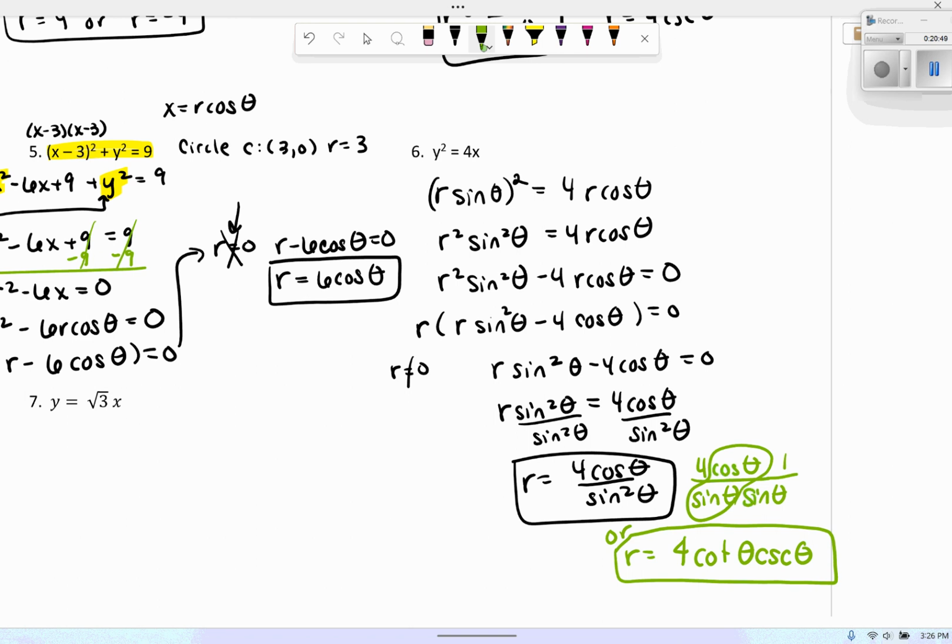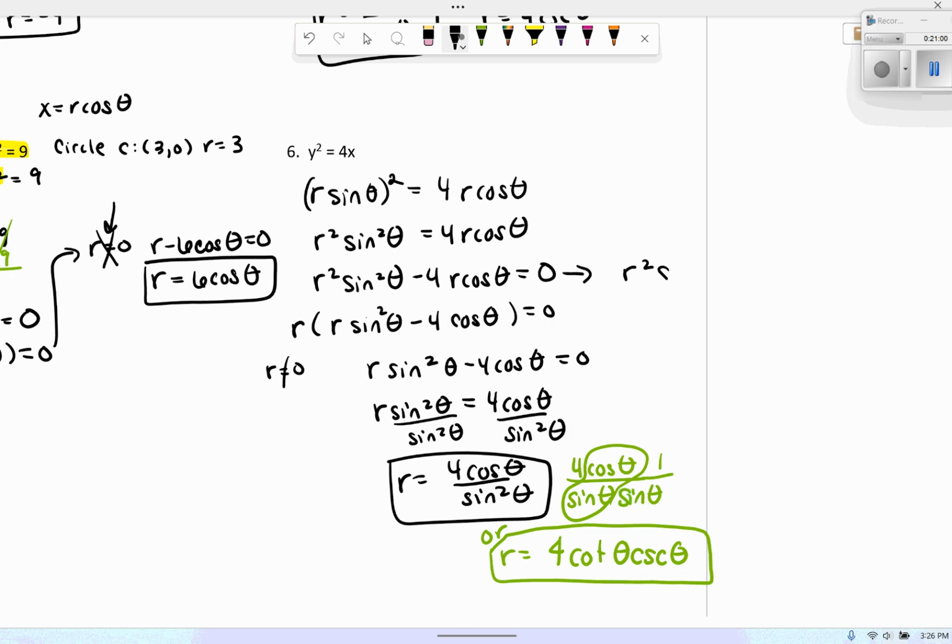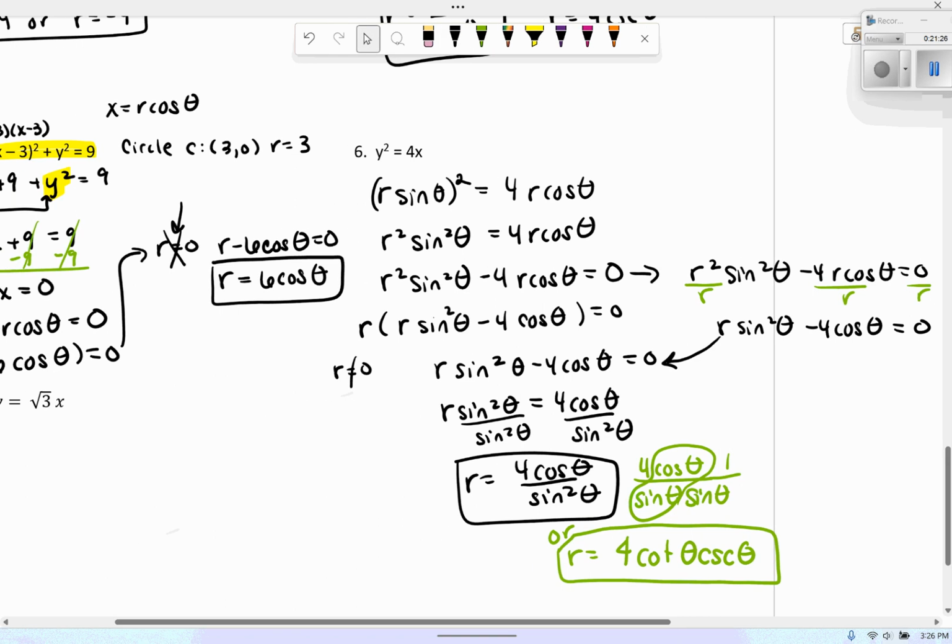Another way we could have done this problem up here is you can also divide out the r when you're solving. So this would be r squared sine squared theta minus 4r cosine theta equals 0. So if you divide out the r, that gives us the same thing as what we have right here. It's just a good habit usually to get into factoring it out because it'll help you when you get into BC calculus or into calculus.